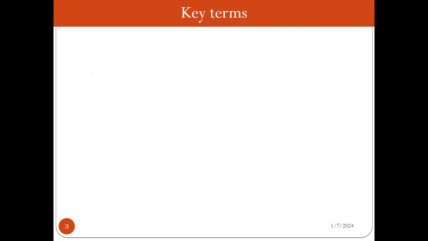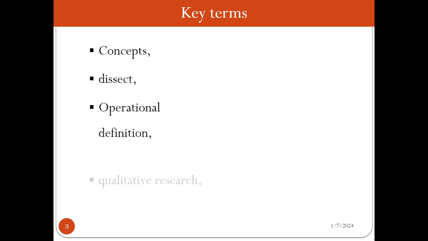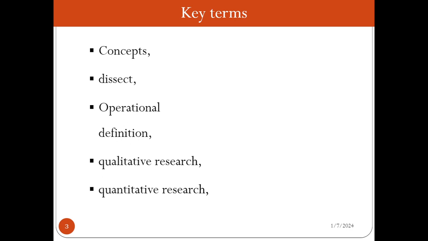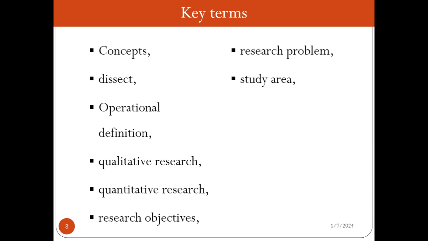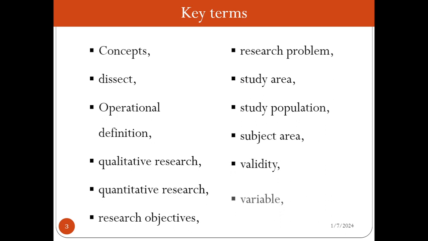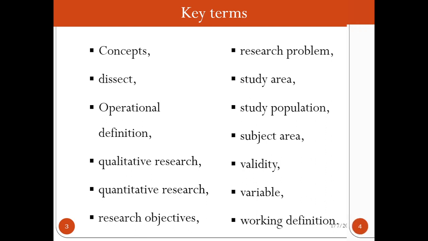Key terms are not very much different. Again, I have brought a number of terminologies and key terms used in the same chapter: concepts, operational definition, qualitative research, quantitative research, research objectives, research problem, study area, study population, subject area, validity, variable, and working definition or operational definition. These are the key terms. By the end of this session, we will understand each of these key terms and the implication of each of them.